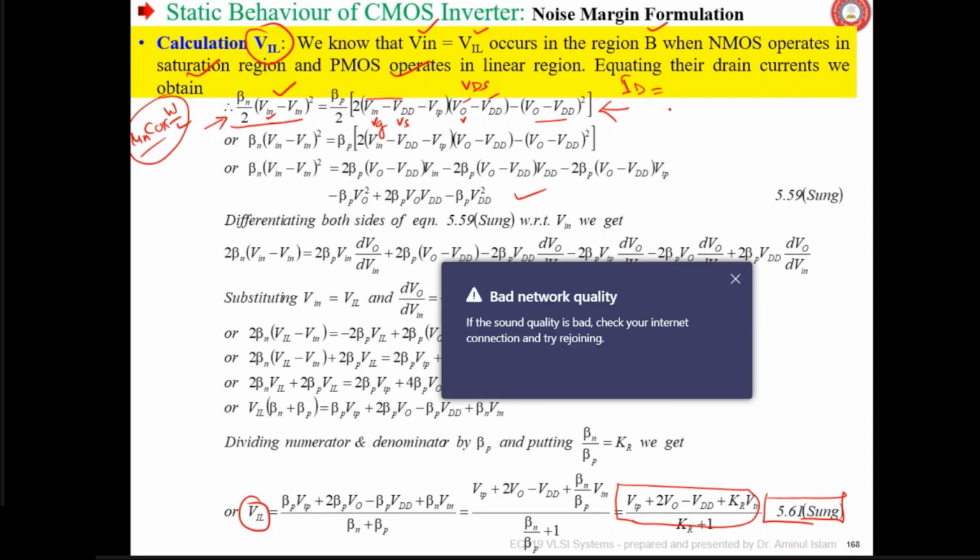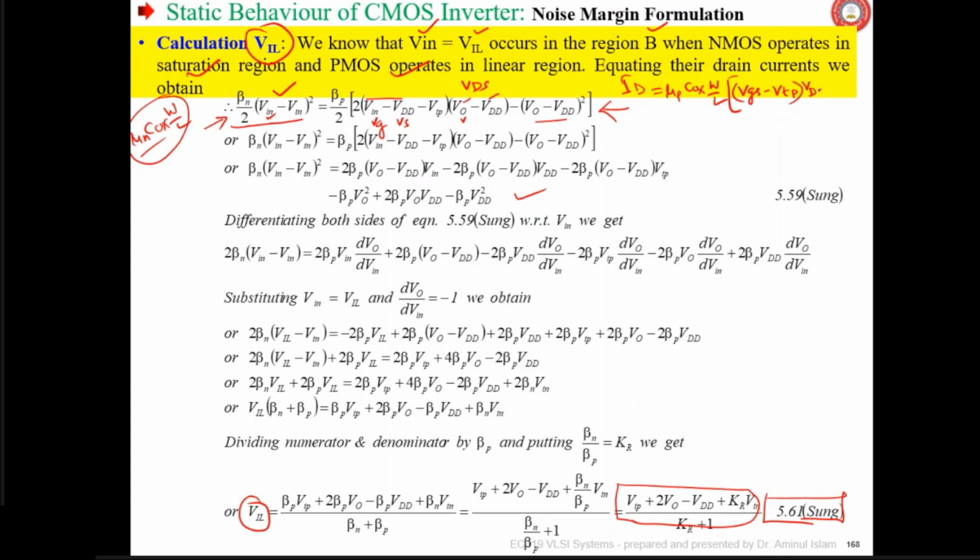P MOSFET will be what? Beta P. Or I used to write in this way, mu P Cox W by L into VGS minus VTP into VDS minus VDS square by 2. This was the equation. Can you now relate this equation? Yes. This is your beta. This is your beta P.